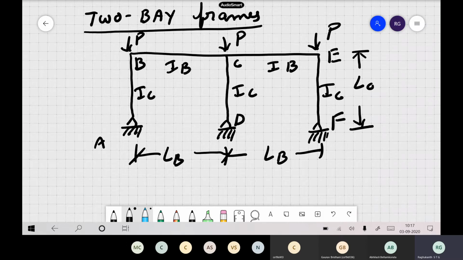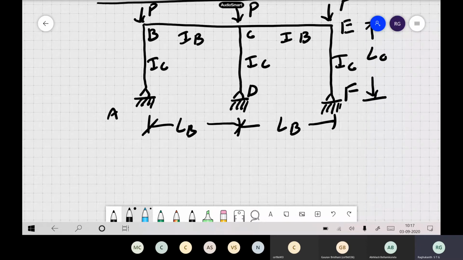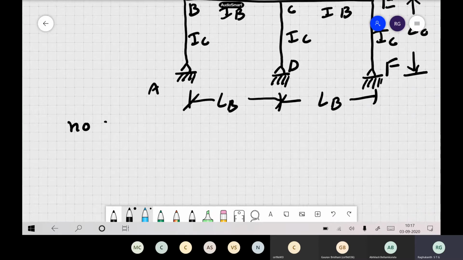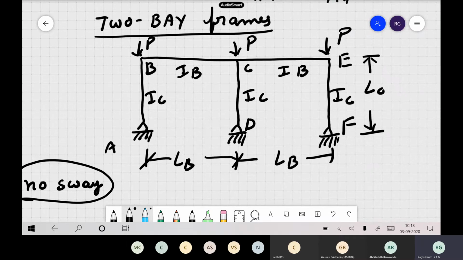As I already told you, whenever you solve any problem here, the most important thing, which is the starting point, is whether sway is there or no sway. These are the two conditions you have to see. For the time being, assume no sway; you will solve for sway also. If there is no sway, how do you know that your answer will be correct? How do you check? For frames, whatever answer you get, it should lie within the limits.